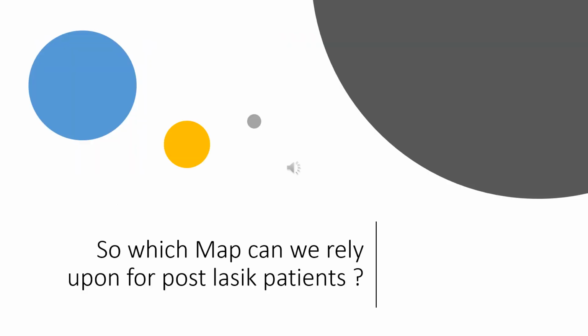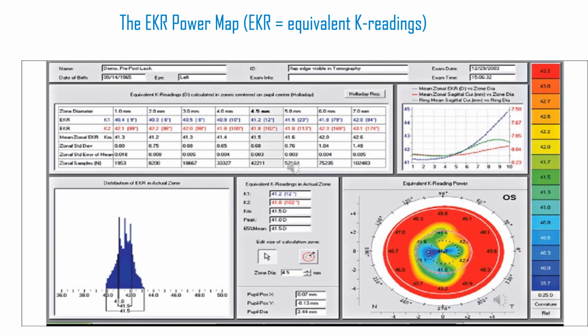So again, the question remains: which power map can we rely upon for post-myopic Lasik patients? The answer is the Holladay EKR map, to the best of my knowledge. I will explain what the Holladay EKR map is in the next slide. My answer is the Holladay equivalent K reading.